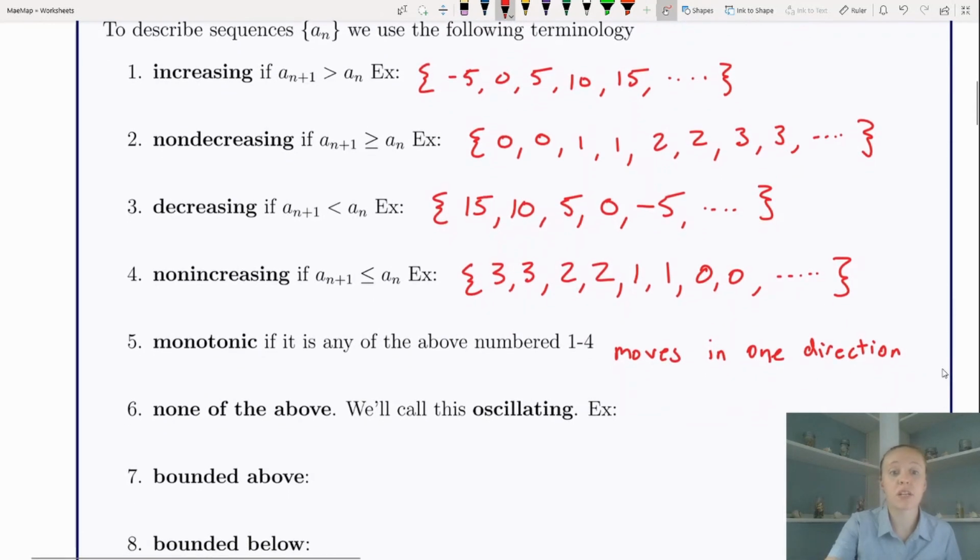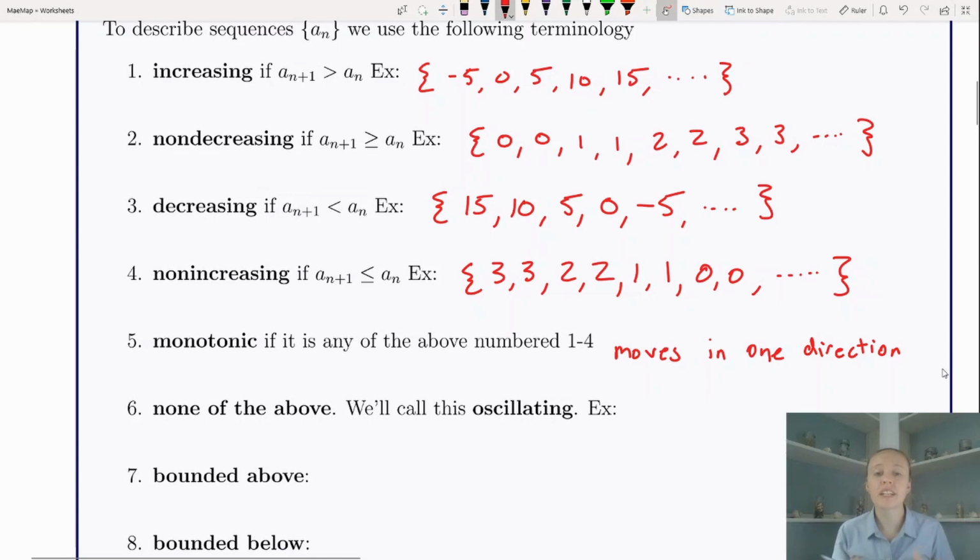Now, if a sequence isn't monotonic, we'll think of this as oscillating. An example of an oscillating sequence would be, well, if it's not moving in one direction, it's going to be going back and forth. So if we started with 1 and then went to -1, if we just had those two terms, we would say, oh, this looks like it's going to be decreasing or non-increasing. But let's go back to 1. So from here to here, I'm decreasing, but then from -1 to 1, now I'm increasing.